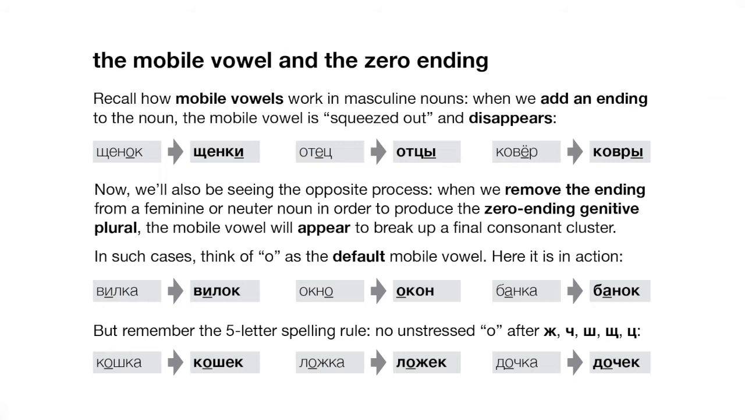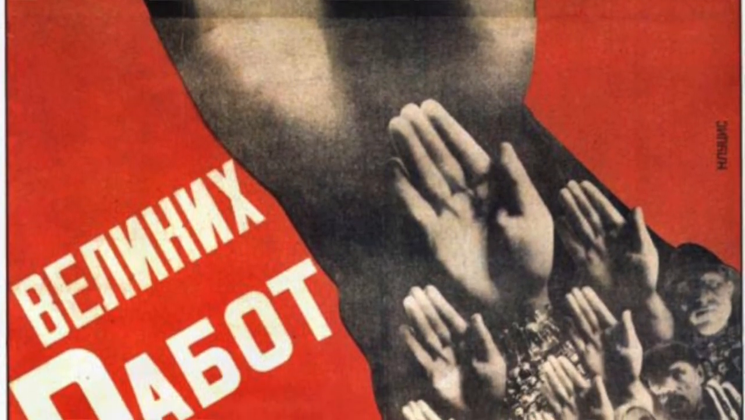Okay. Here's that famous poster here. Выполним план великих работ. Literally, we will fulfill or carry out the plan of great works. Работа here in the genitive plural, работ.